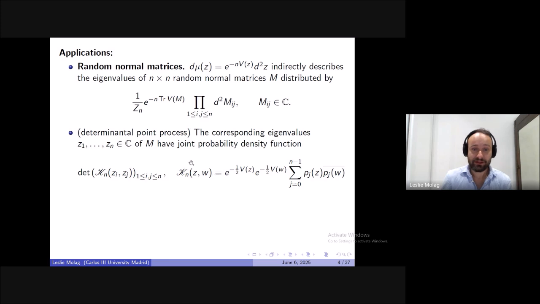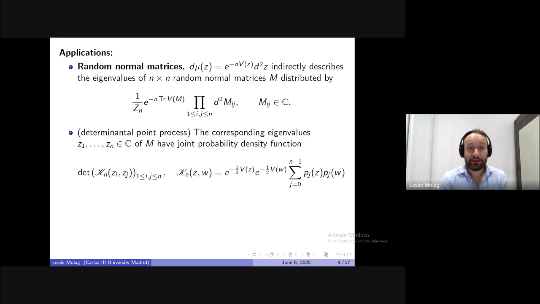Well, this function we usually call the correlation kernel. That's not so important. What's important is that it is actually constructed with the planar orthogonal polynomials, the orthogonal polynomials with respect to this measure here. So indirectly, these planar orthogonal polynomials describe the eigenvalues of random normal matrices.